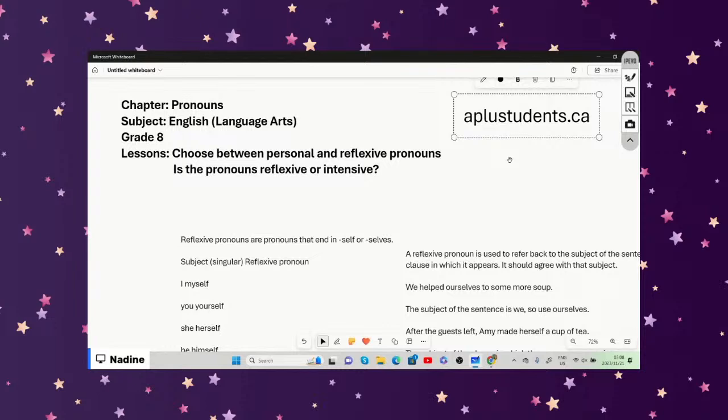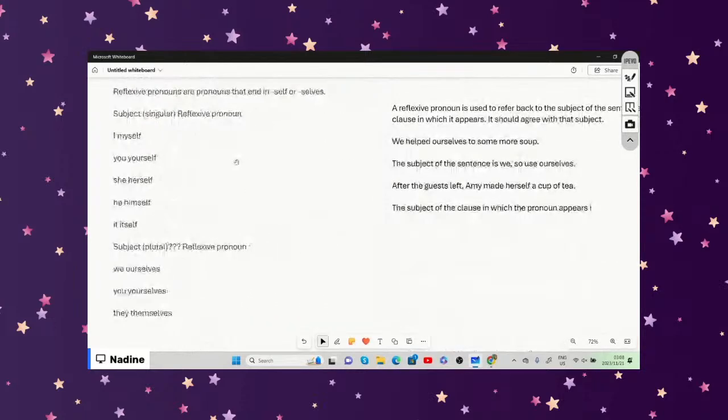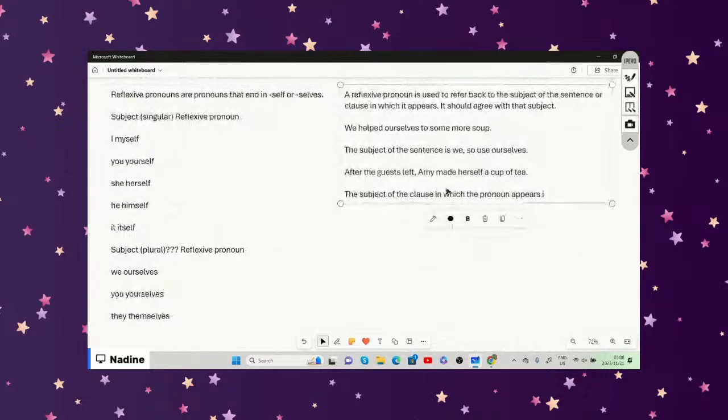All right, so we're going to continue now. And like I say, in our previous lessons, we focused on quite a few different topics under pronouns. And today we're going to conclude on those topics, specifically reflexive pronouns, as well as choosing between reflexive and personal pronouns, and whether the pronouns are reflexive or intensive. All right, so now we're going to start.